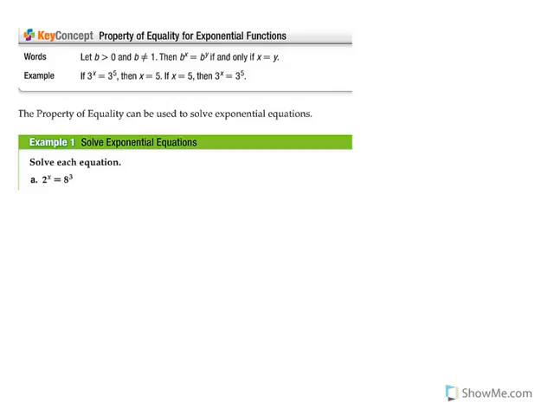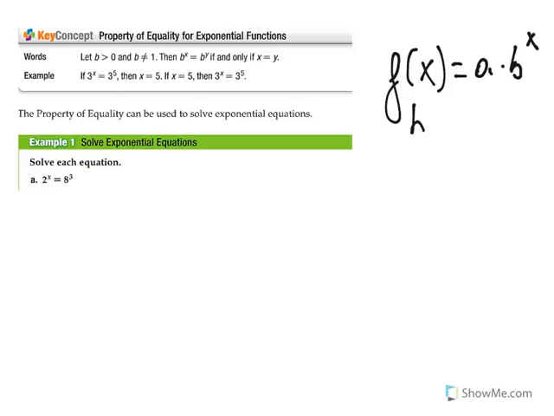Hello, in this video we are going to talk about properties of equalities for exponential functions. Before we start, let's review the word exponential function. From this word you can tell that I'm dealing with an exponent, and the function is of the form f(x) = a times b to the x power. A represents the initial value, b is the factor of growth or decay.